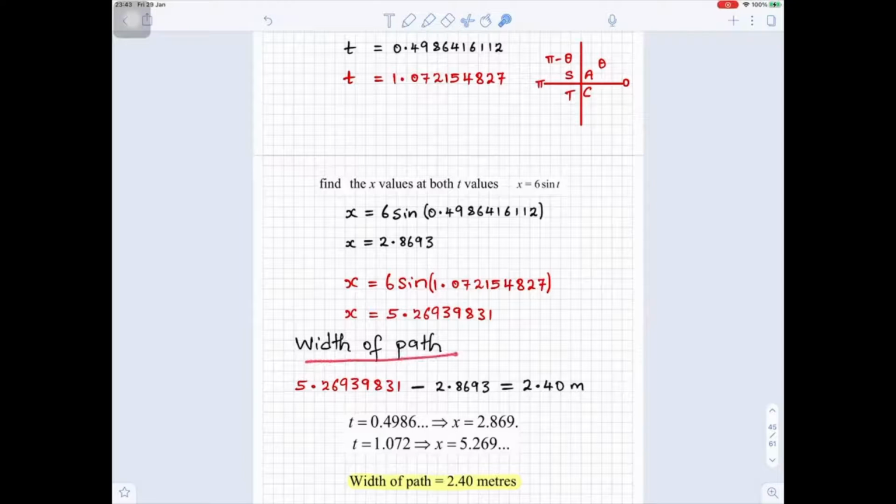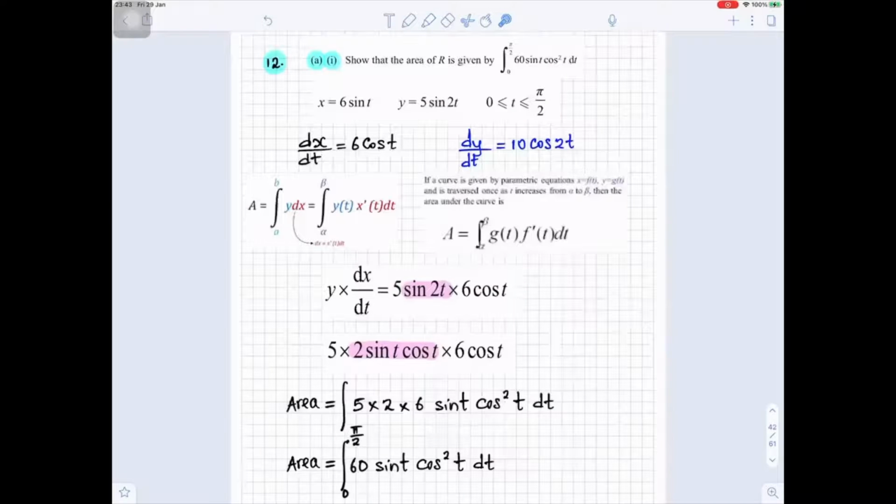So the width of the path is the 5.269 minus the 2.869, and that will give us 2.40 meters. So we know the x value when t is 0.4986 and the x value when t is 1.072. When we subtract them, it gives us the width of the path of 2.40 meters. So that's the first part of question 12, 12a part 1.